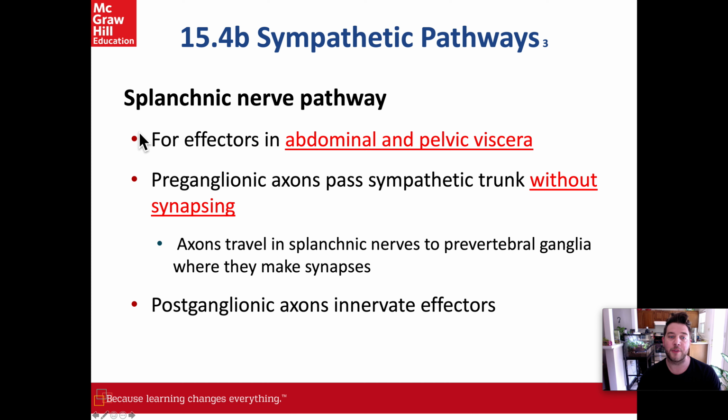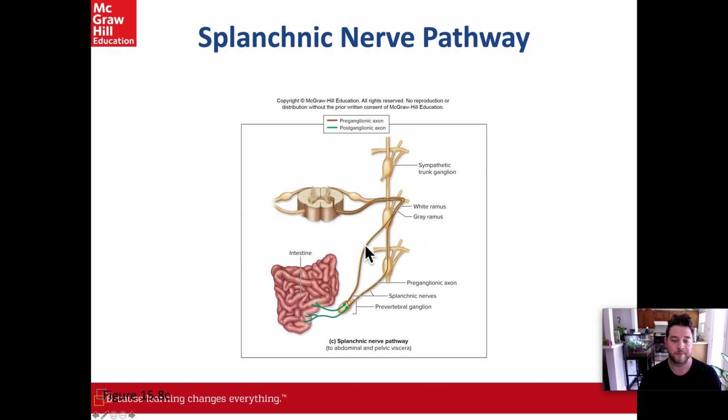Your splanchnic nerve pathway is for effectors in the abdominal and pelvic viscera. You have preganglionic axons that pass the sympathetic trunk without synapsing, so they don't synapse in that sympathetic trunk. Remember, these are the splanchnic nerves. They're going to go into that prevertebral ganglia where they synapse. So they go to that prevertebral ganglia as opposed to in the sympathetic trunk.